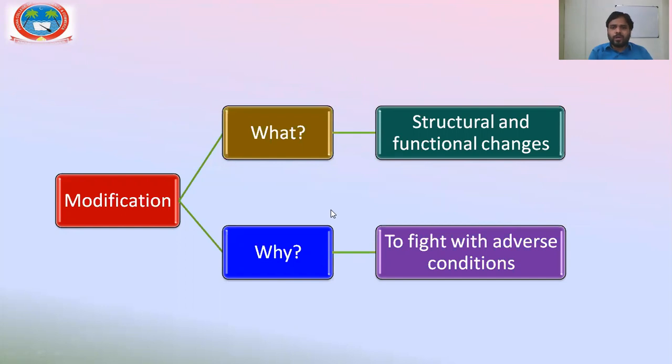Now, why does it occur in the root, or in the plant? In the root, it occurs to fight with adverse environmental conditions. Such types of changes occur. So that is why modification occurs in the root: structural and functional changes occur in the root to fight with adverse conditions.